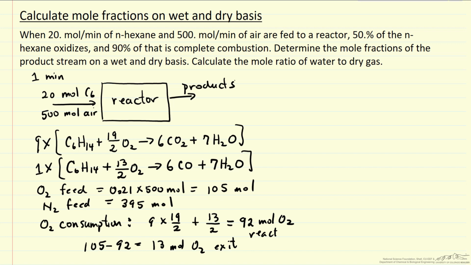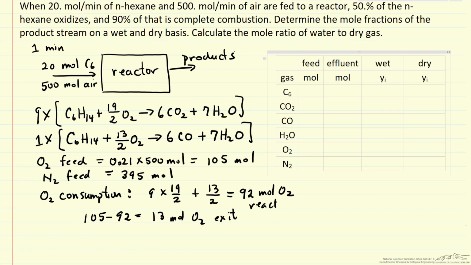Now we have enough information to fill out a table of moles and can use that to calculate mole fractions. So let me pause and insert a table. Here's the table where, for this 1 minute basis, we have 20 moles coming in, we react half, so that means 10 moles are leaving. We don't have any moles of CO2, CO, or water entering, and we have 105 moles of oxygen coming in, and we calculated that 13 moles leave.